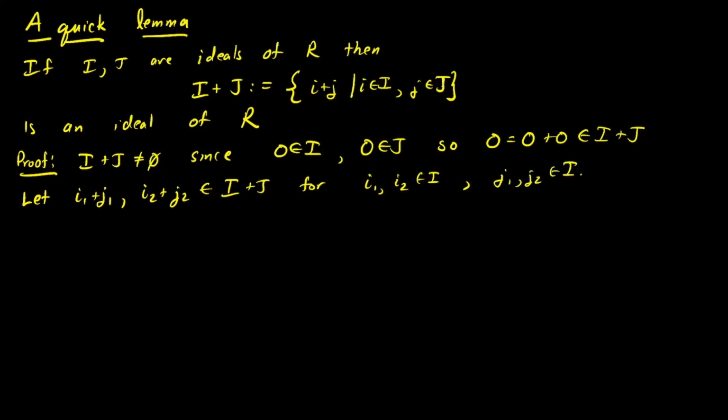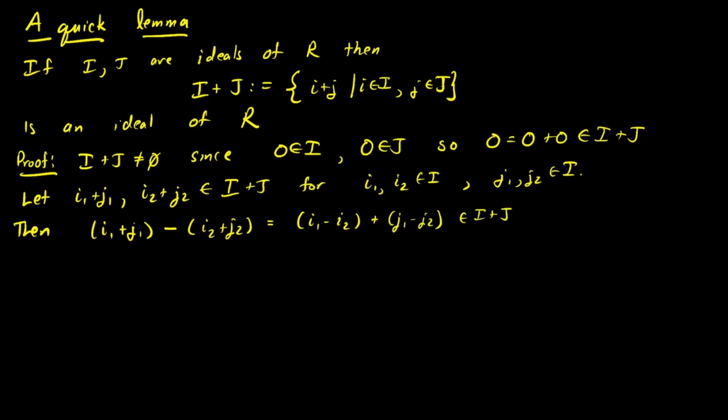Okay, so let's subtract these two elements. So I could say then (i1 plus j1) minus (i2 plus j2). This is going to equal (i1 minus i2) plus (j1 minus j2), and this is an element of I plus J since, well, i1 minus i2 is an element of I, and j1 minus j2 is an element of J, right?